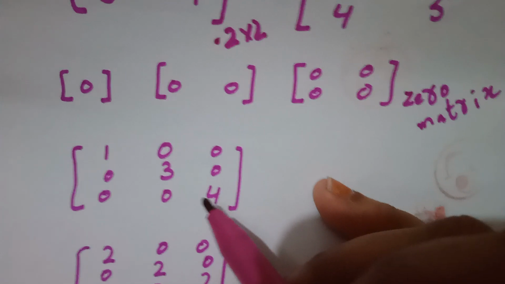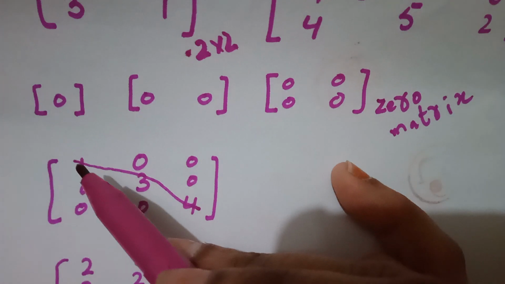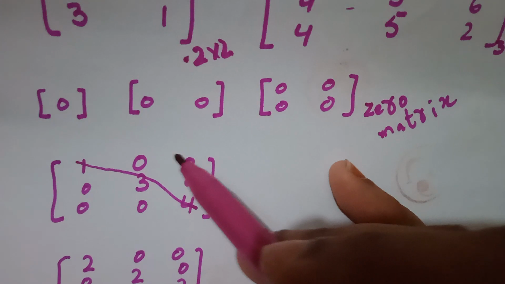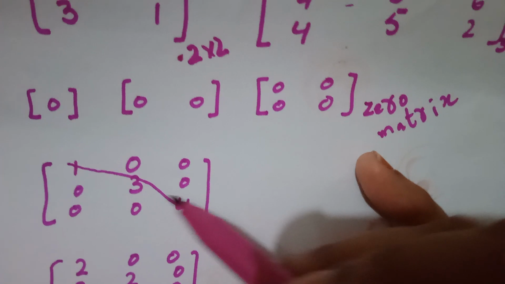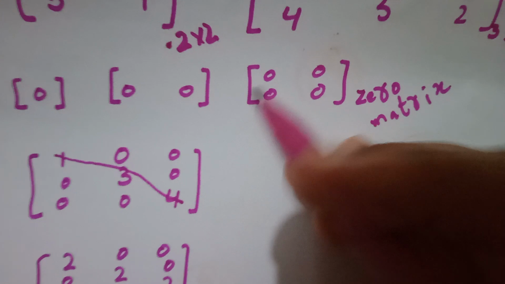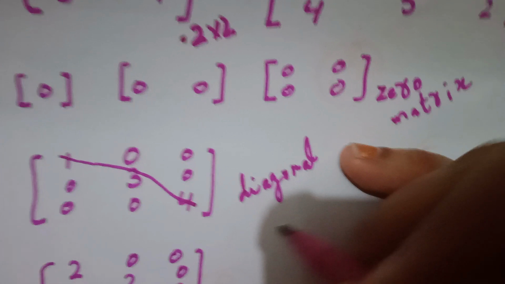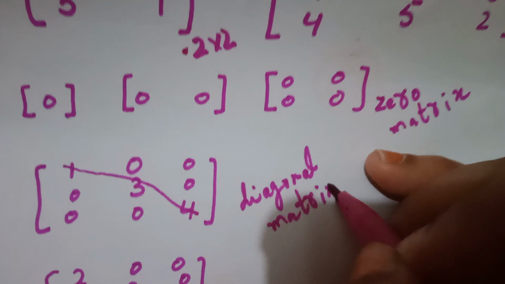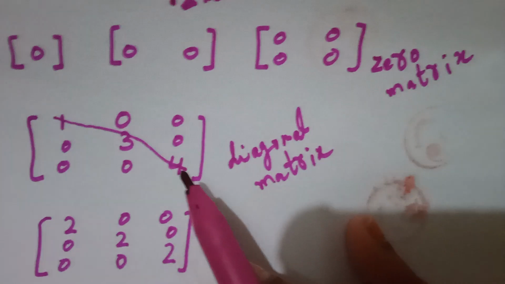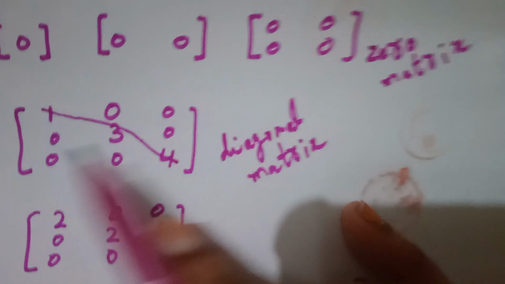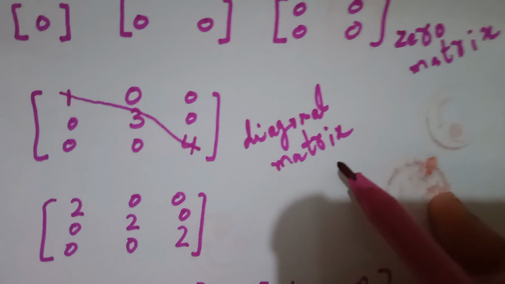In this type of matrix, entries are present on this diagonal and all other entries are 0. We have entries only on the diagonal. This is called a diagonal matrix. If a matrix has entries only on the diagonal and all other entries are 0, you can say it is a diagonal matrix.